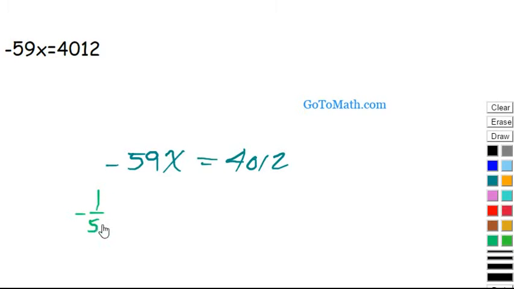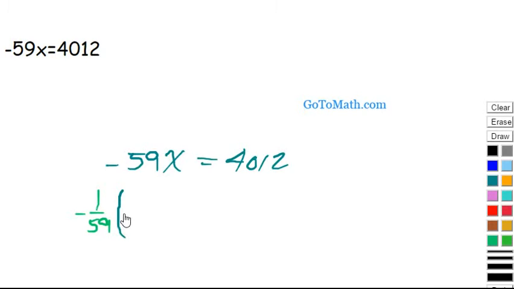So, what are we using? That color today? I don't know, it's brown. Let's use this. Okay, so let me just rewrite this. We have negative 59x is equal to 4012. So we want to multiply this by its reciprocal. And I guess I'll use a different color. So we're going to say negative 1 over 59, and then times, and we're going to rewrite this.